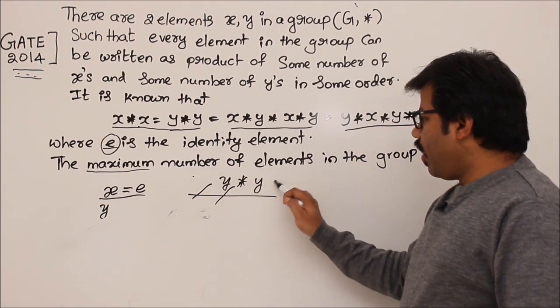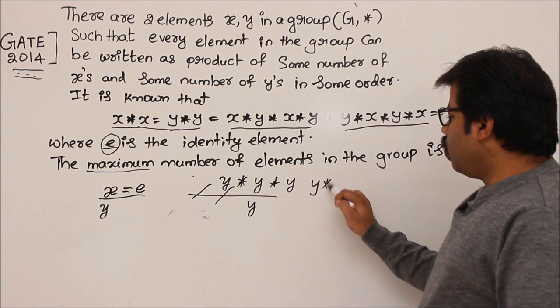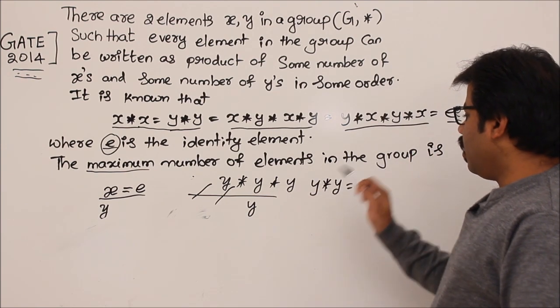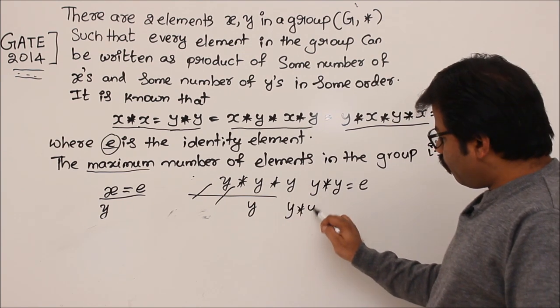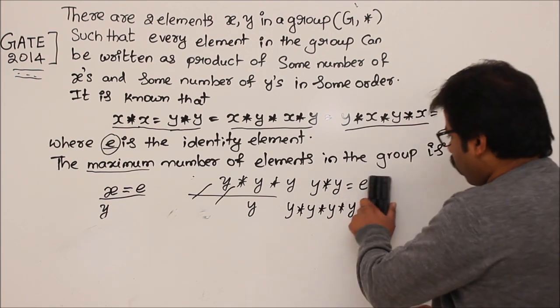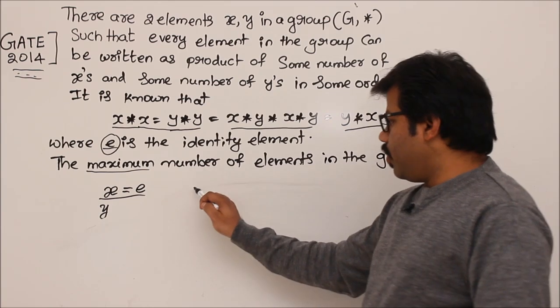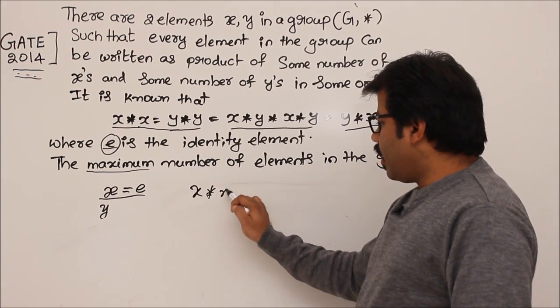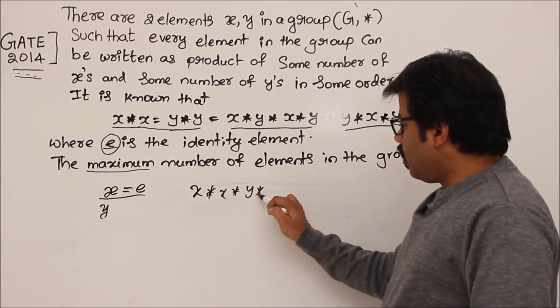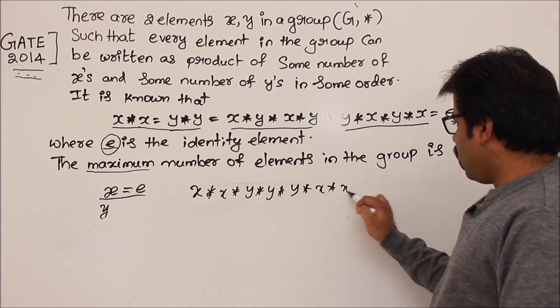So if the number of y terms is 3, then that will become y. If the number of y terms is 2, y star y will become e. If the number of y terms is 4, then again that will become e. Now, whatever I told you, I will explain with one example. Let's say you have x star y star y star y star x star y.